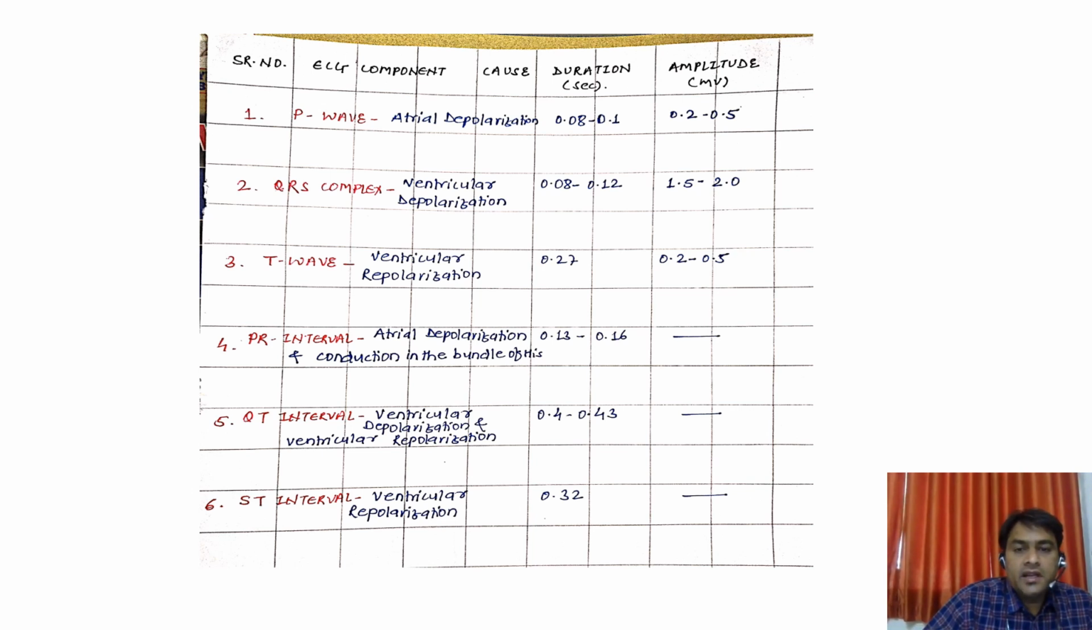Then PR interval: this is the interval which denotes the time required for atrial depolarization and conduction of the impulse into the bundle of His. It is 0.13 to 0.16 seconds. QT interval is the time required for ventricular depolarization and ventricular repolarization, and duration is 0.4 to 0.43 seconds.